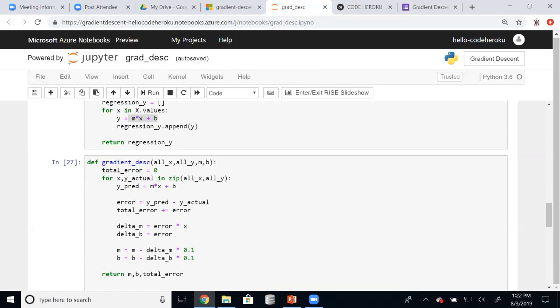Tomorrow we'll try to do a classification task using the same algorithm that we just worked on.